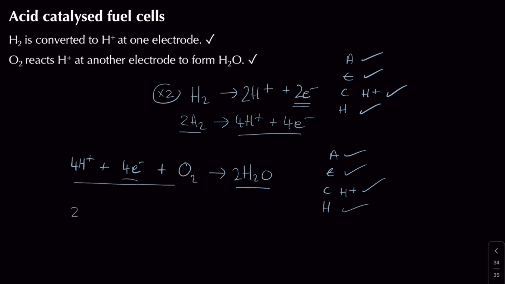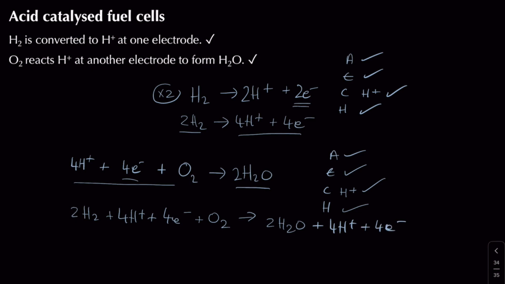So I'm going to have 2 lots of hydrogen plus 4 lots of H+, and then 4 lots of electrons. And then of course we're going to have oxygen as well. That's going to react together, and that's going to give me 2 lots of water, 4 lots of H+, and then our 4 lots of electrons.